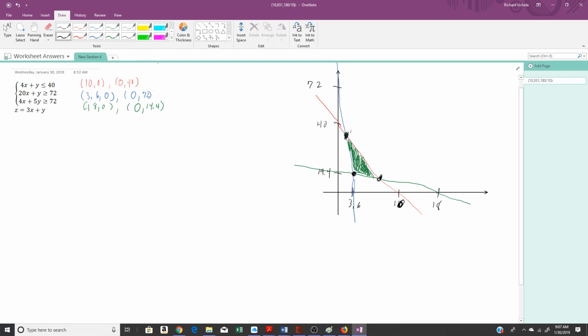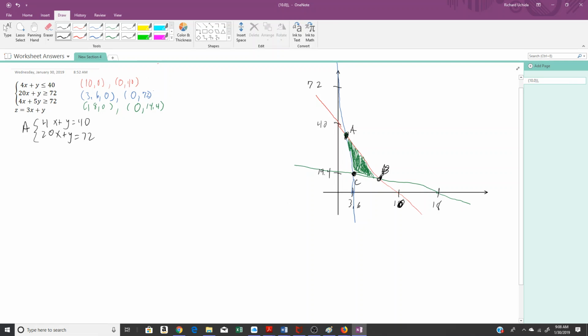Let's just call these points A, B, and C, where A is the intersection of the red line and the blue line, the first two equations. So for A, we're trying to find the intersection of the first two lines, which means solving the system 4x + y = 40 and 20x + y = 72.